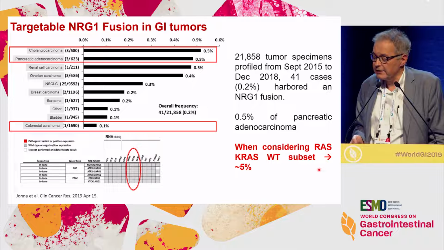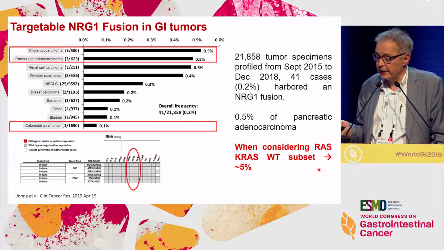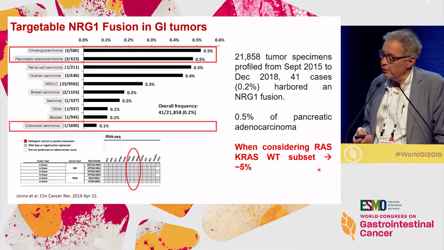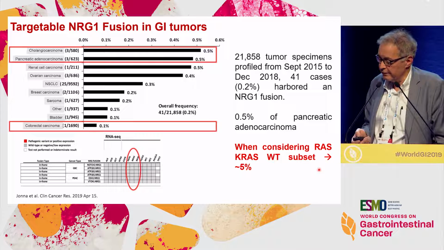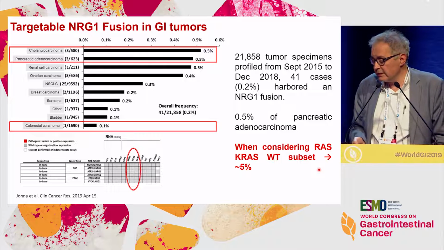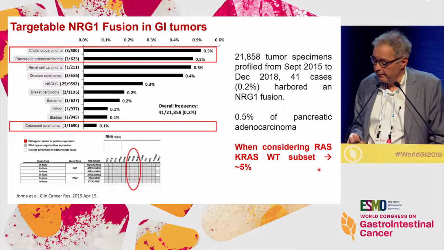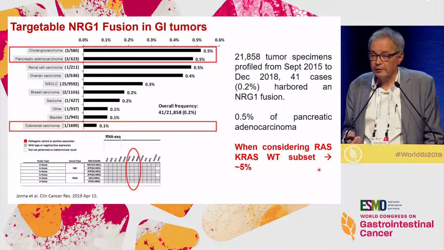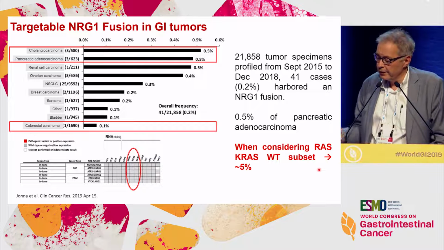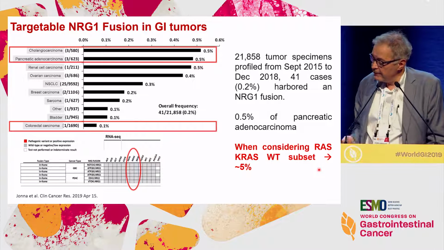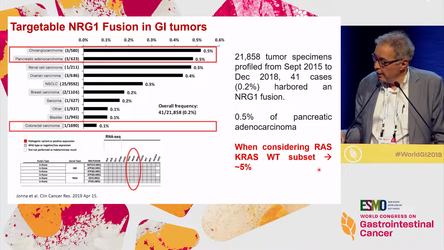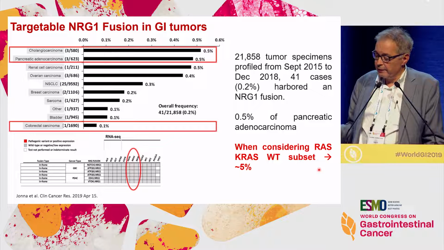There is a large series that has recently been published on more than 20,000 tumors of different tumor types, including more than 600 pancreatic adenocarcinomas and 500 cholangiocarcinomas, and you can see the prevalence of this fusion of 0.5% in this large series. All these occur in KRAS wild-type tumors. So if you consider that approximately 10% of pancreatic cancers are KRAS wild-type, you can estimate that the prevalence of this fusion gene is about 5% of KRAS wild-type pancreatic cancer.